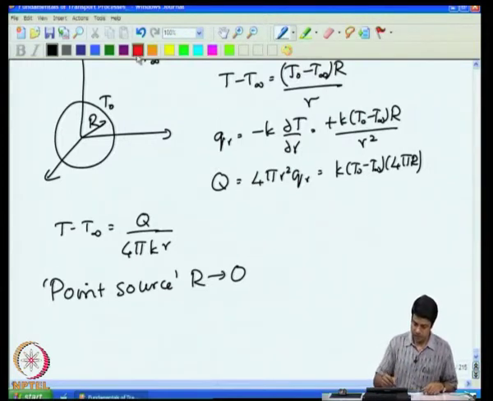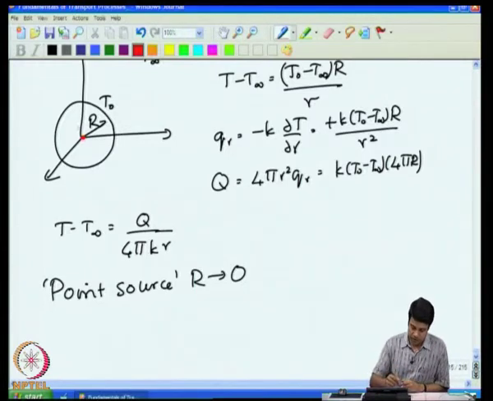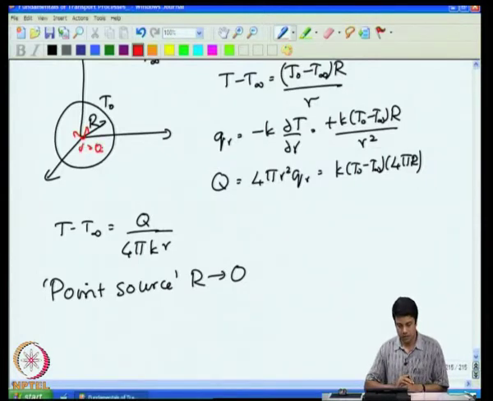What happens when we take r going to 0? This just shrinks to a point, and the heat coming out of this point is basically q. The heat coming out of this point source is basically q.